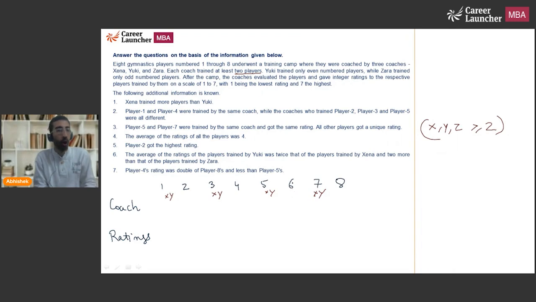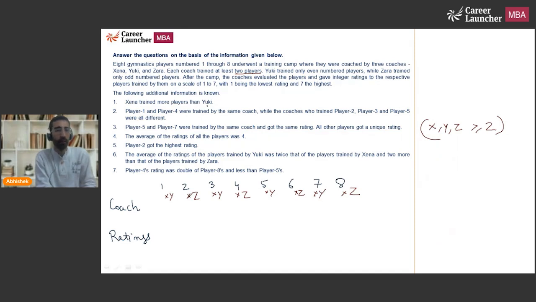Zara trained only odd numbered players, so no even numbered players. So player number 2 was not trained by Z, neither was player number 4, nor 6, nor 8. Super, good news. Next. The coach gives players integer ratings on a scale of 1 to 7. 8 players, 7 ratings, good. 1 being the lowest, 7 being the highest.